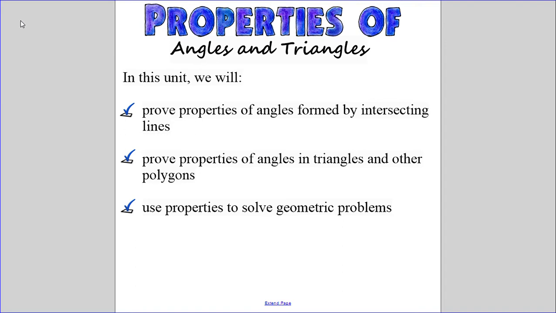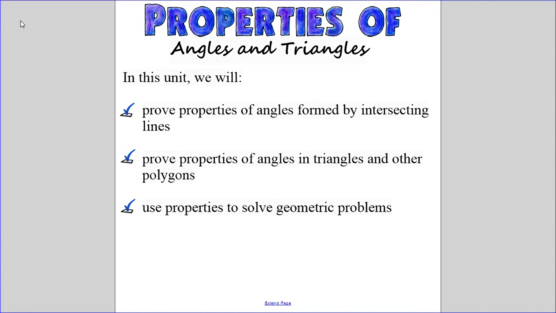Hey everyone, welcome to our next unit on properties of angles and triangles as we start to get into a little bit of an idea of some angle properties as well as some trig. In this unit, basically, we're going to be proving different properties of angles formed by intersecting lines, so lines that cross.